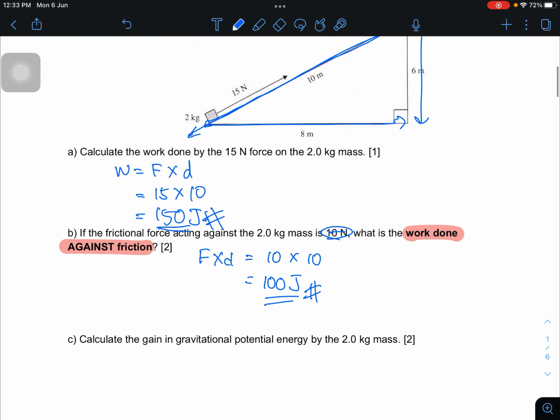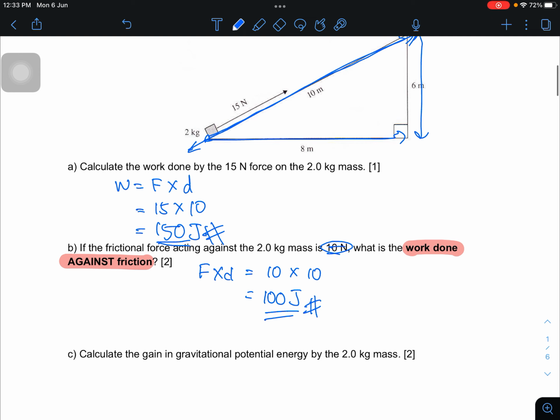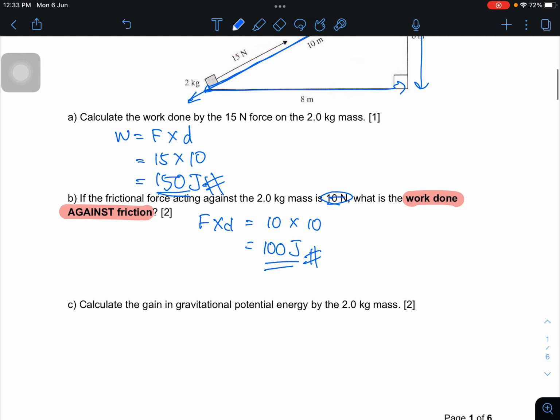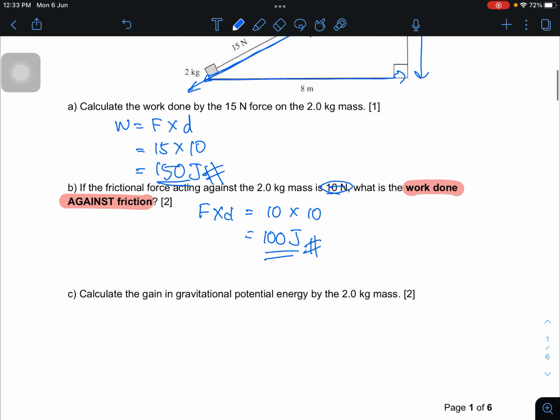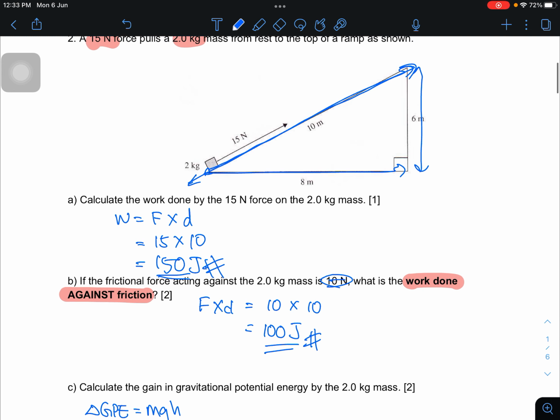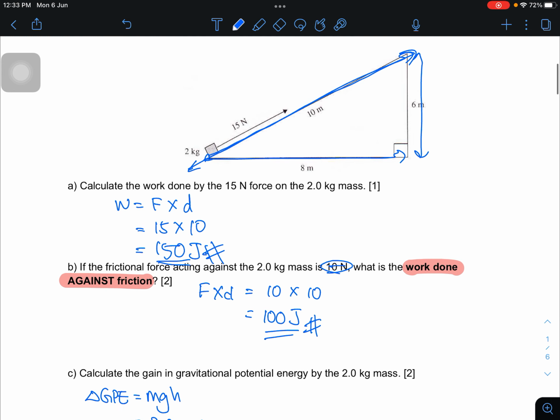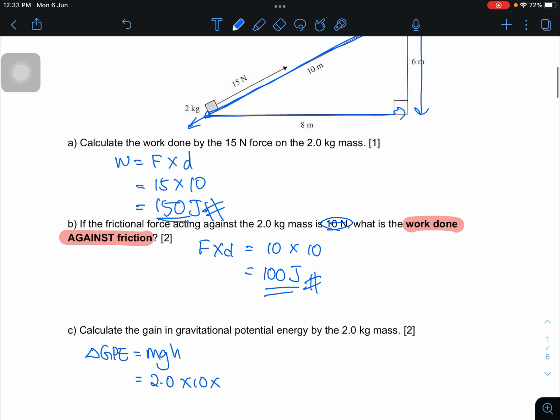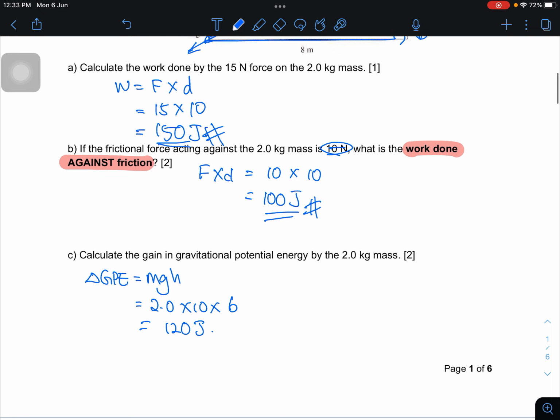So what is the gain in GPE by the 2 kg mass? Let's try. Change in GPE equals mgh. We talked about that in the previous assignment. So 2.0 multiplied by 10. What is the gain in height? 6 meters, right? We're not talking about 10 meters anymore. 10 meters is not the height, it's an inclined distance. So we're talking about the 6 meters. So what is it? 120 joule.